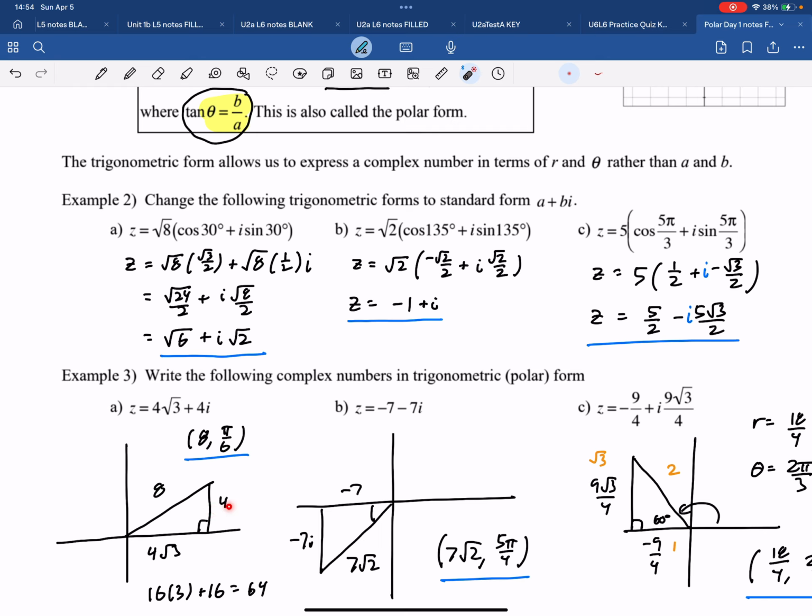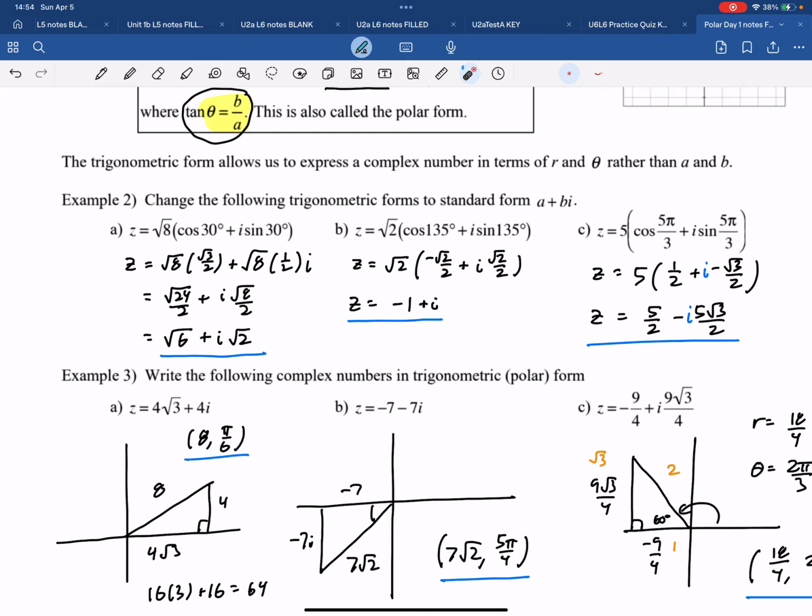Across from 30 is the smallest side. The hypotenuse is going to be double that. And if this is 30, we know it's pi over 6. So however you want to see that, this value becomes 8 comma pi over 6 in polar form.